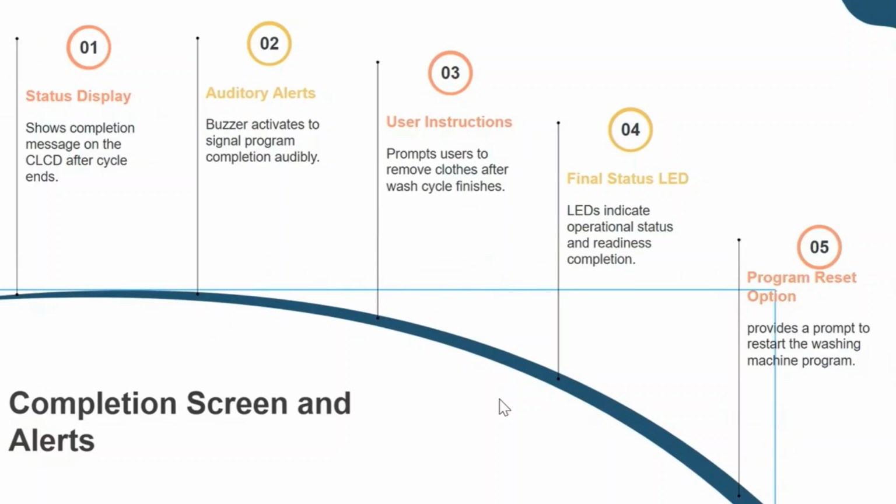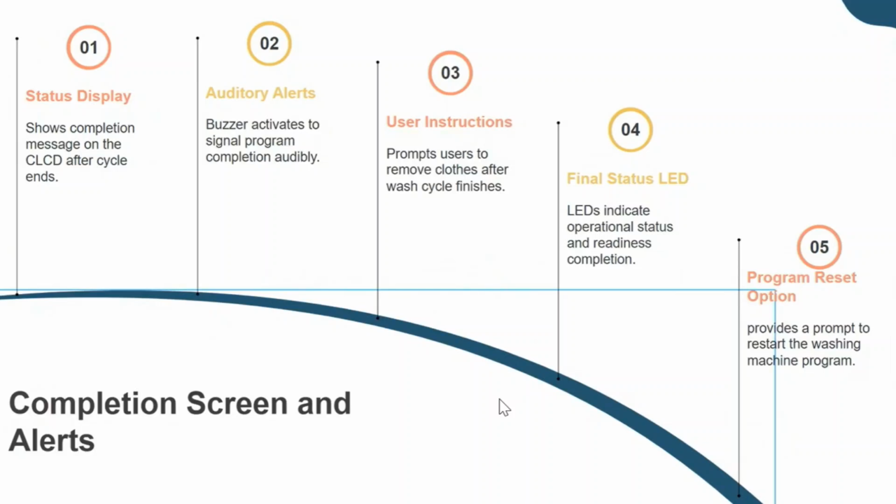Completion screen and alerts. These are the completion screen and alerts. Status display, it gives a message or prompts you should choose or a completion. Audible alerts. Buzzer will give the audible alerts if there is a problem or the completion of the process. User instructions prompts users to remove clothes after washing cycle finishes. Final status LED. LED indicates the operational status.